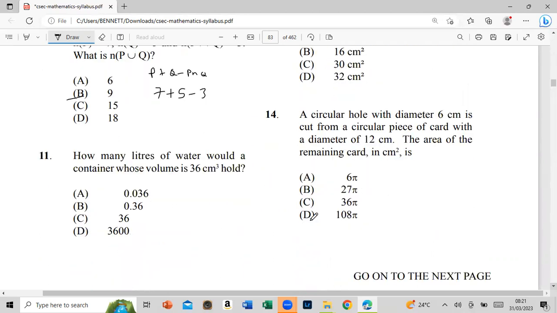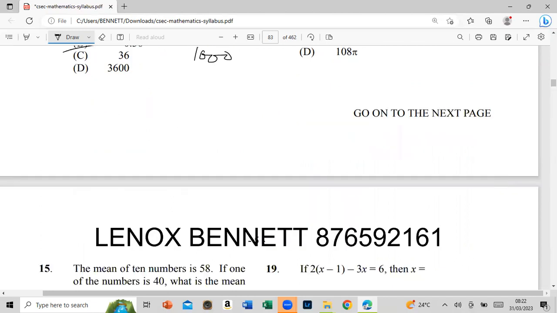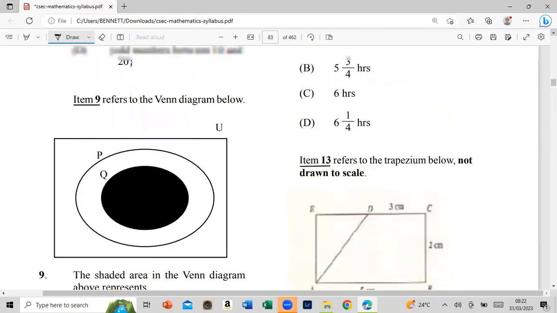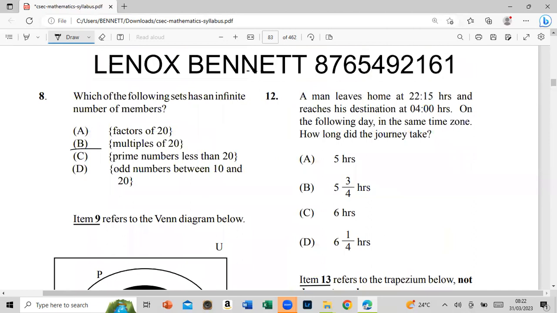This one says how many liters of water would contain a volume of 36 cm3. So we need to divide this by 1,000. You have to know that rate, alright? So this decimal point is here, put that next 0, 2, 3. So that would be E. Look up the conversion rates on Google because something can come up. You must be able to convert from meters to centimeters, kilometers, etc., and liters to cm3.